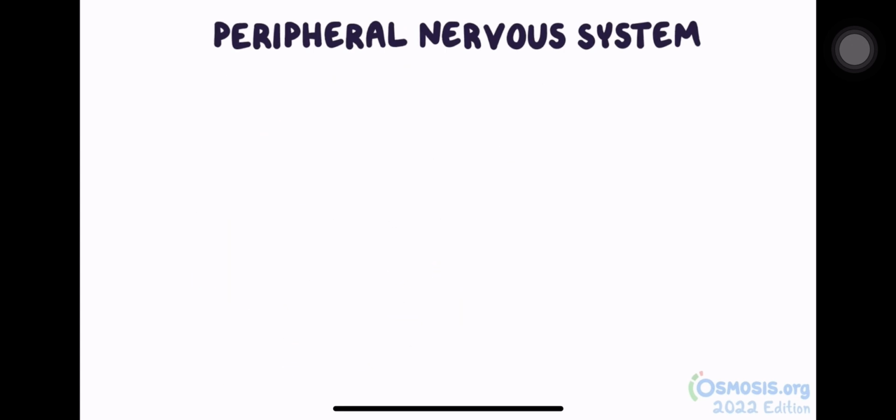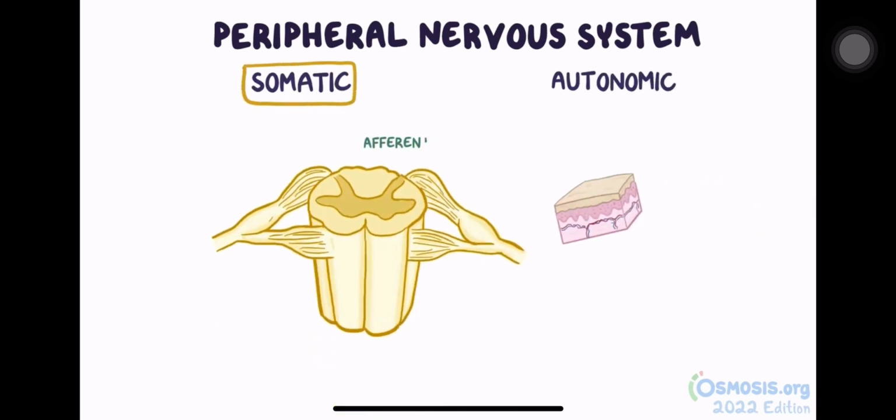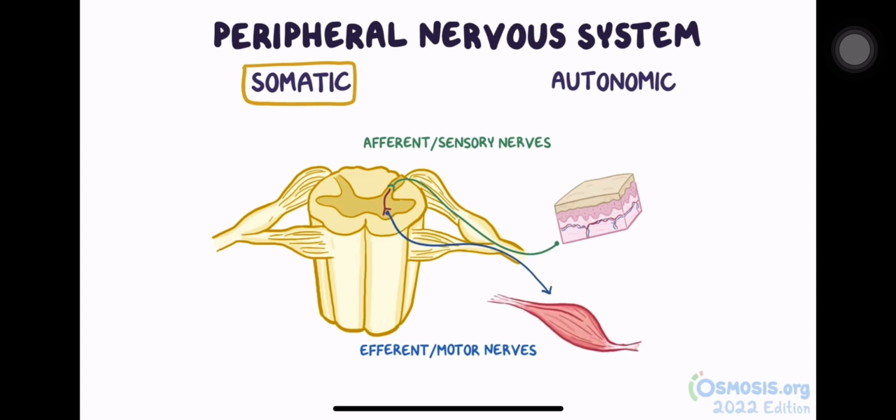The peripheral nervous system is divided into the somatic and autonomic nervous systems. The somatic nervous system is made up of afferent or sensory nerves, which have axons that carry sensory information from the peripheral tissues, like the skin, back to the cell bodies in the posterior horns of the spinal cord, as well as efferent or motor nerves that contain the axons that carry motor information from the cell bodies in the anterior horns of the spinal cord to the neuromuscular junction, which is where those axons come into contact with the skeletal muscle cells.